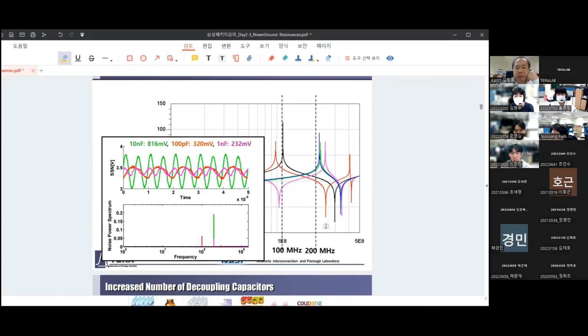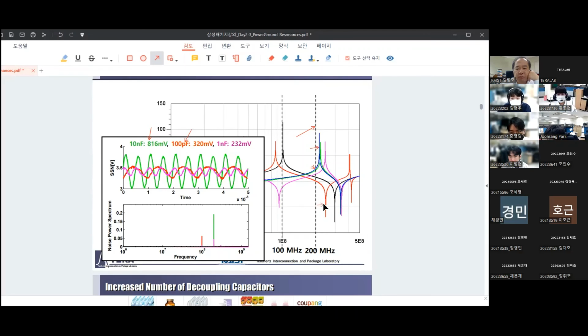Now this is, I think, again a measurement result. Please take a look at the 200 megahertz case. You see the impedance, and the blue line is for one capacitor case. The red line is 100 picofarad. Let's take a look at these two different cases. In the 10 nanofarad case, we have this impedance curve, and in the 100 picofarad case, somehow it has high frequency resonance frequencies.